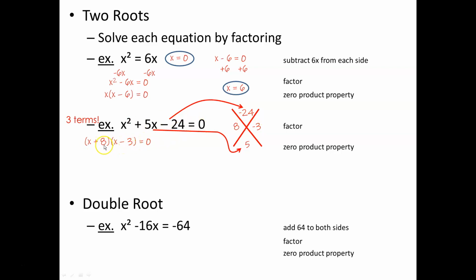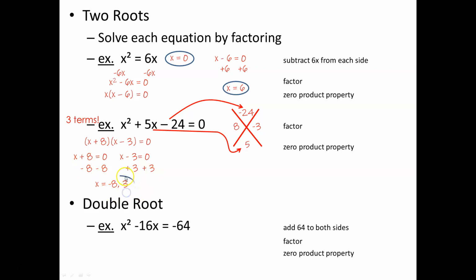Now, we have to split apart our 2 factors and make them both equal to 0. So we have x plus 8 equals 0. And then we do x minus 3 equals 0. Now, all we have to do is solve for x. So we subtract 8 from both sides. We add 3 to both sides. We end up with x equals negative 8 and 3.